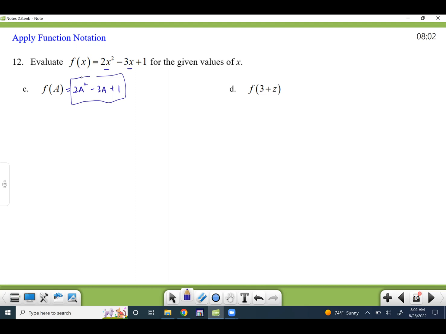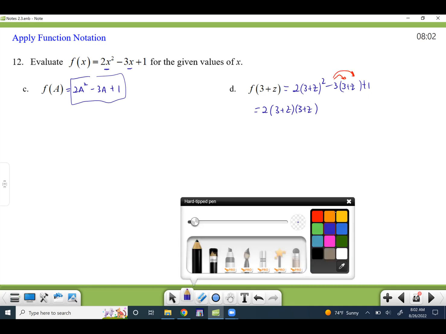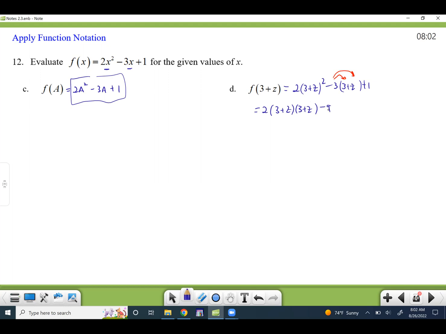Okay. All right, now this one's kind of tricky. This is our toughest one yet. We're going to substitute 3 plus z in for every x. And then we got a little bit of math we got to do, okay? All right. So 3 plus z times 3 plus z. That's what we're going to have to do because we got to do the exponents first. And I'm going to go ahead and distribute this -3 in over here while we're at it. So -3 times 3 is -9. -3 times z is -3z.